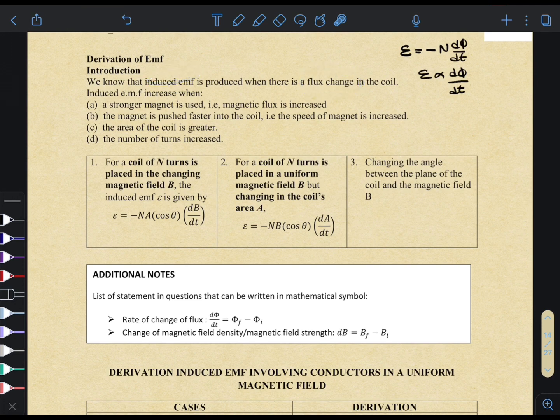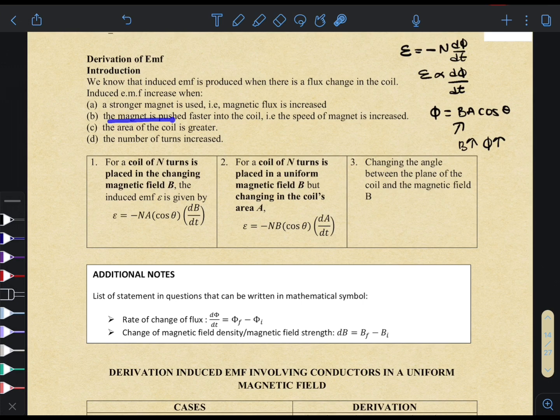And this EMF that we induce, you can increase its value when you use a stronger magnet. When we use a stronger magnet, the magnetic flux will increase. How does a stronger magnet relate to magnetic flux increase? We have to relate back to this equation, that is flux is equal to BA cos theta. When you use a stronger magnet, it indicates that the magnetic field, that is B, the magnetic field strength, is larger. When B is larger, your flux is also going to increase, right? Okay, so when flux increases, our rate of change becomes big here. So the EMF that we will get also increases here.